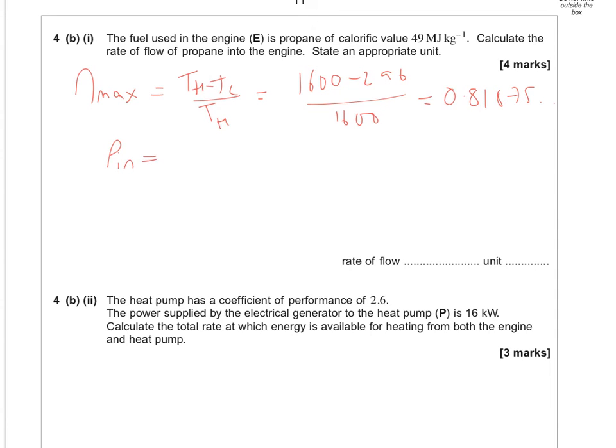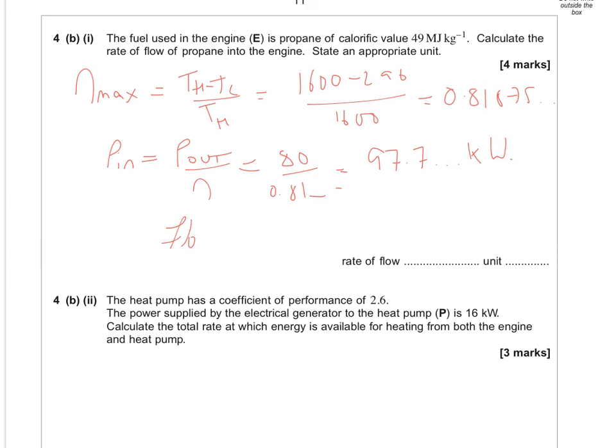P in is going to be P out divided by the efficiency, so you can actually work out how much you have to put in to get the output. So that was 80 kilowatts divided by 0.81 and so on. So 80 divided by the answer gives you 97.7 kilowatts.